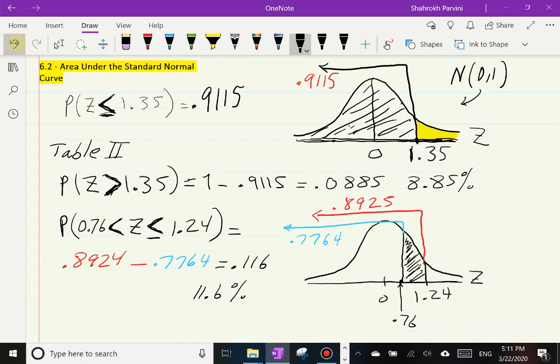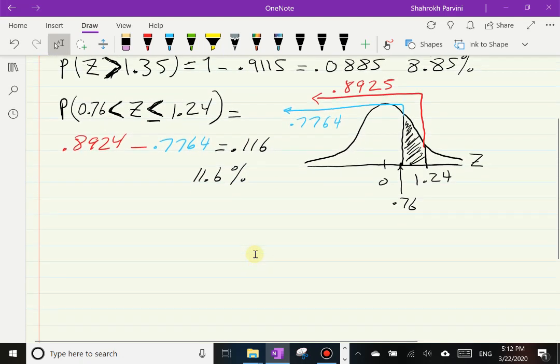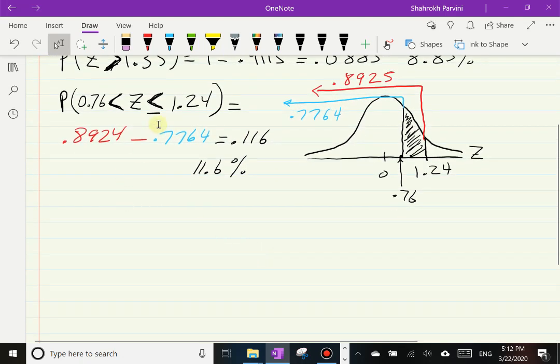So let me write the less than 1.35, greater than 1.35, between 0.76 and 1.24. So when I go to StatCrunch, I know what to type in. Okay, so hopefully everybody's good so far, and this is how we can find these areas. That means probabilities. Now, I want to mention something about having or not having an equal sign.